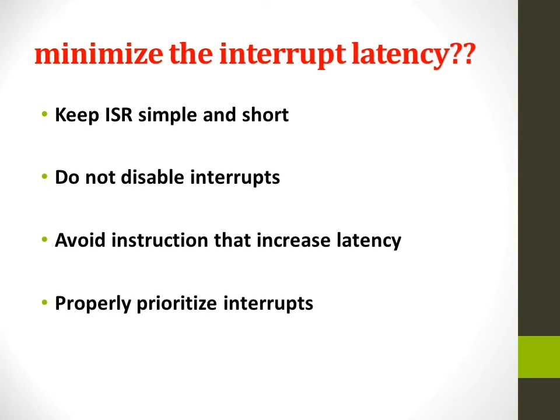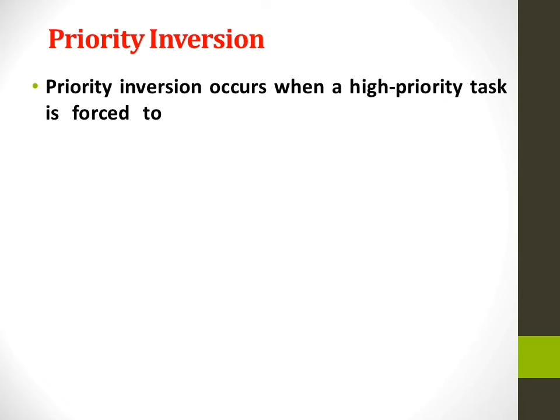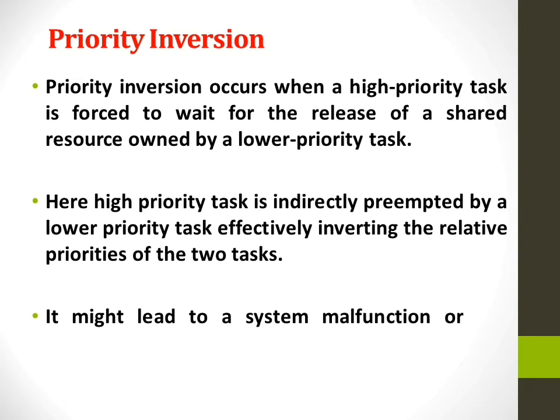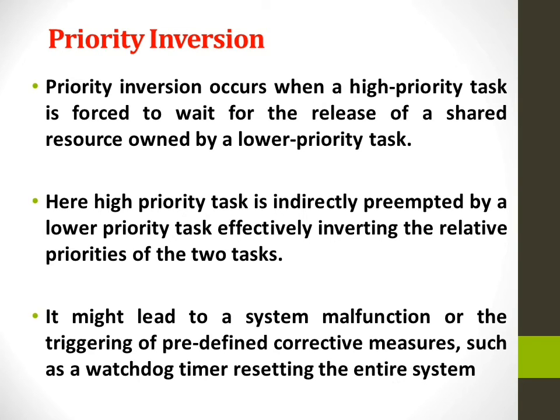Next question. What do you mean by priority inversion? Priority inversion occurs when a high priority task is forced to wait for the release of a shared resource owned by a low priority task. Here, the high priority task is indirectly preempted by a low priority task, effectively inverting the relative priority of the two tasks. If the high priority task is left starved of the resource, it might lead to a system malfunction or the triggering of predefined corrective measures like a watchdog timer resetting the entire system.